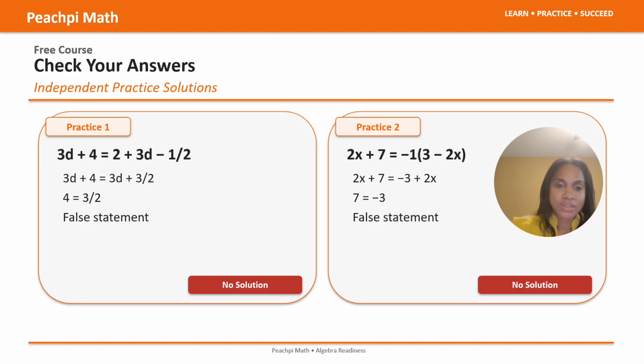2 minus 1/2 is 1.5. If you change it to a decimal, that's fine. But that is not going to check out because these 3Ds are going to cancel out, right? So they're both no solution. Hopefully you got both of them correct.